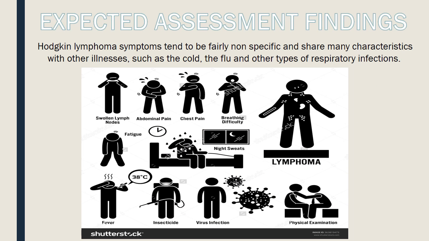The expected assessment findings for Hodgkin's lymphoma and non-Hodgkin's lymphoma are fairly nonspecific and share many characteristics with other illnesses such as the cold, the flu, and other types of respiratory infections. The signs and symptoms include swollen lymph nodes in the neck, underarms, or groin, intermittent fevers, drenching night sweats, feeling tired all the time, unexplained weight loss, decreased appetite, generalized itching, abdominal pain or swelling, and a feeling of fullness that is commonly caused by enlargement of the spleen, and coughing, shortness of breath, and chest discomfort.